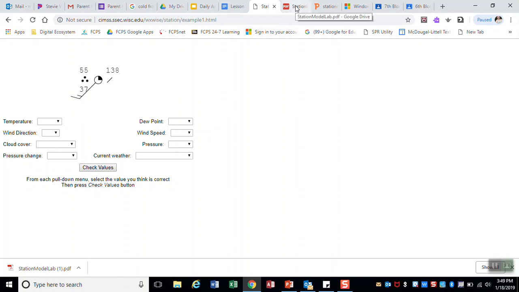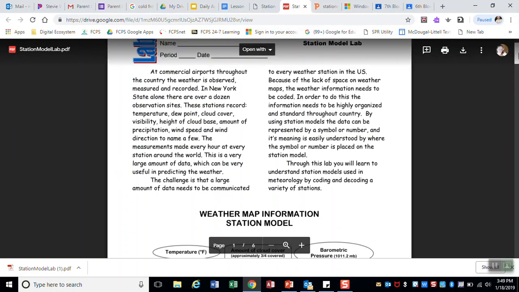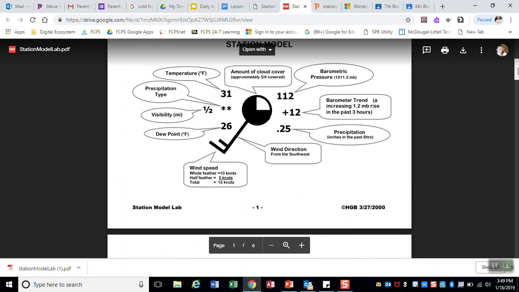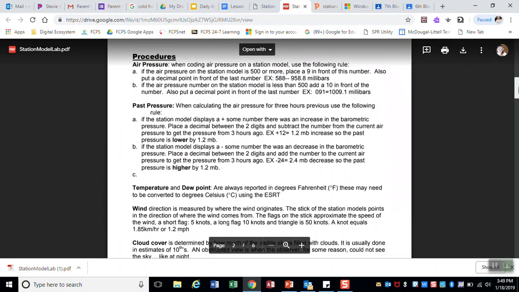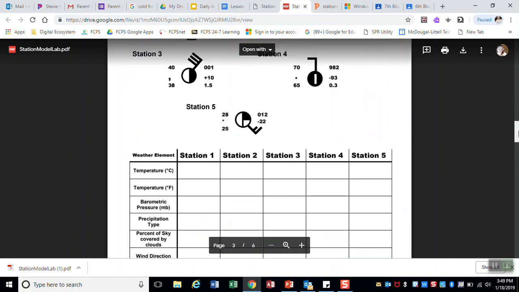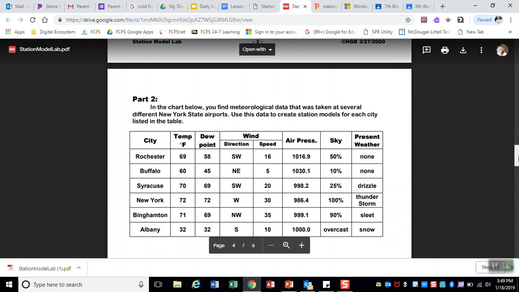After that, what you want to finish is this station model lab. So this is what the substitute passed out to you. And again, it explains what I just said in the notes. It gives you all the different variables that are listed on the station model. Make sure that you read through the directions and then you answer the questions. It takes you through station 1 through station 5 of all the different variables.